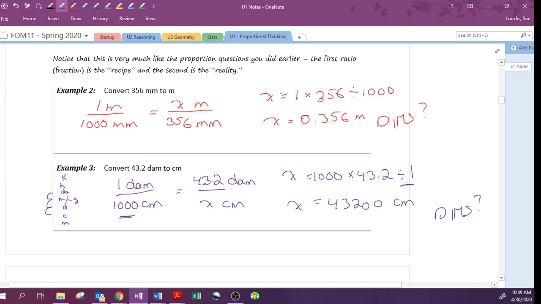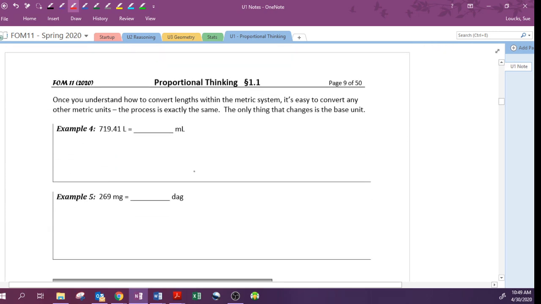Another small detail is that when you're doing this multiplication across the equal sign, this diagonal thing, it doesn't matter which order you multiplied in, whether I did 43.2 times 1,000 or 1,000 times 43.2. It doesn't matter because when you multiply things, the order doesn't matter. All right? And so now we've done some examples with lengths.